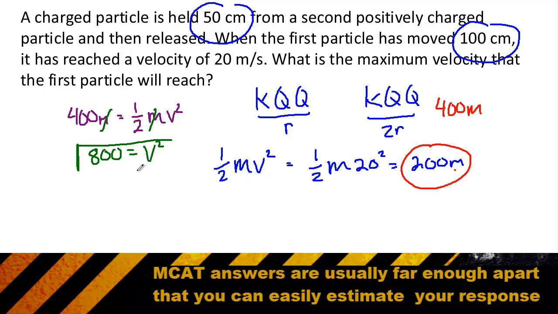You probably don't know the square root of 800, but we could break it down. The square root of 800 is equal to the square root of 8 times the square root of 100. The square root of 100 is 10, and the square root of 8 is going to be a little bit less than the square root of 9, or a little bit less than 3. So we could estimate the square root of 8 to be something like 2.8. So 2.8 times 10, our final velocity is roughly 28.